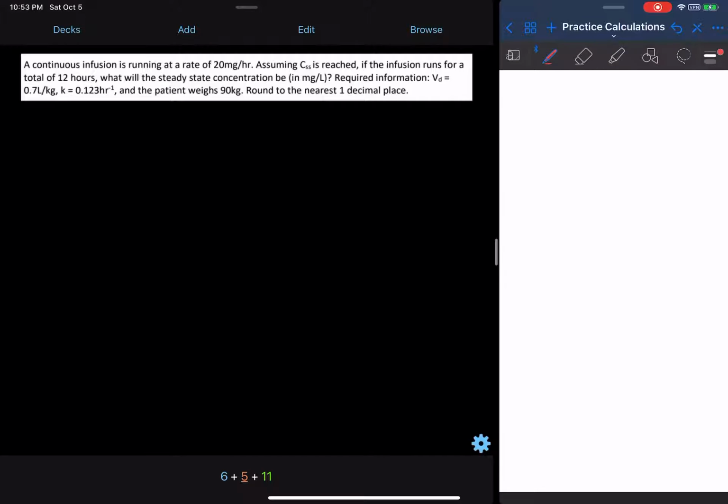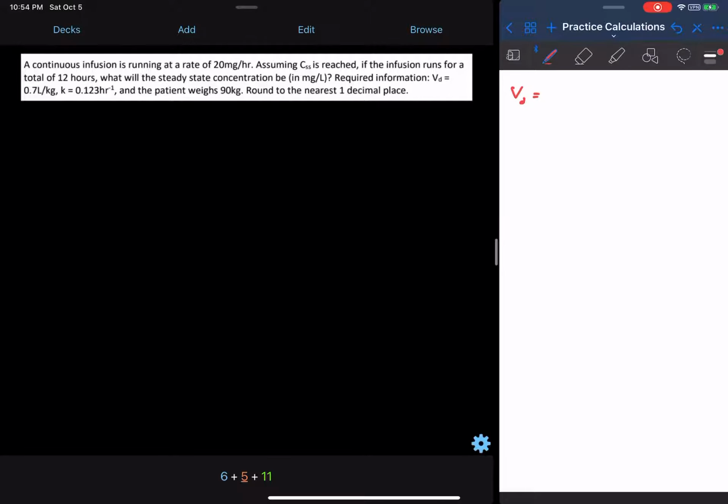So it says we're on steady state concentration. Okay, we got VD here. We got some information for VD. Patient weighs 90 kilograms. I think we could work from here. Okay, so let's try and solve for VD.